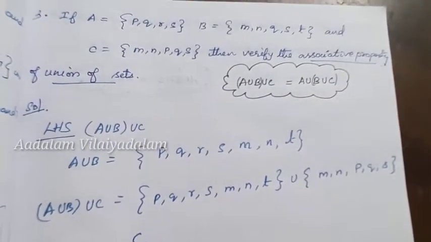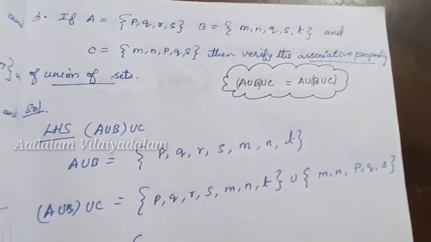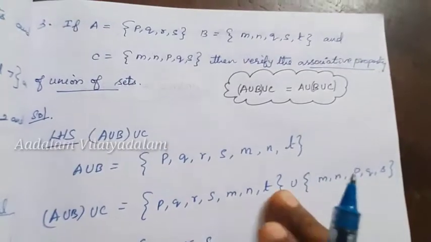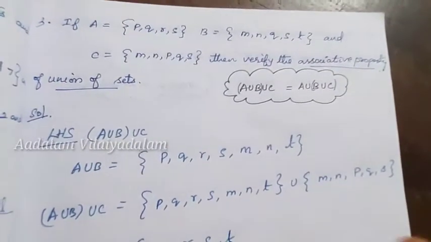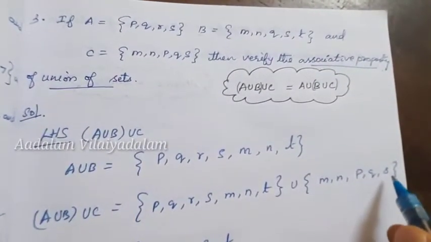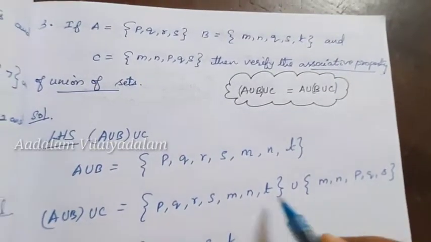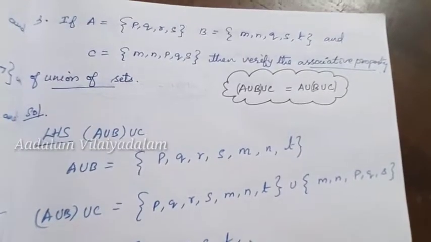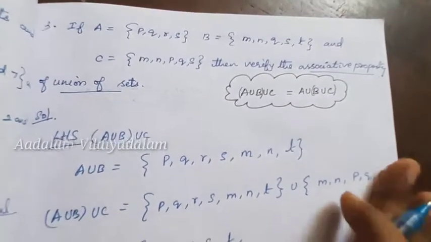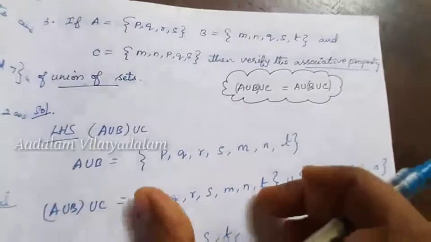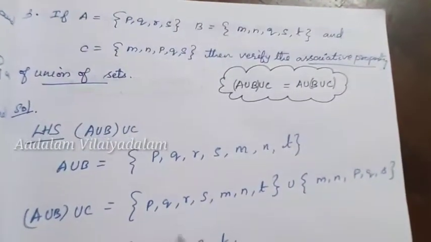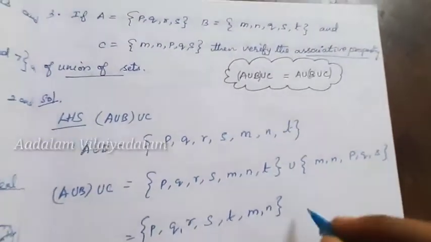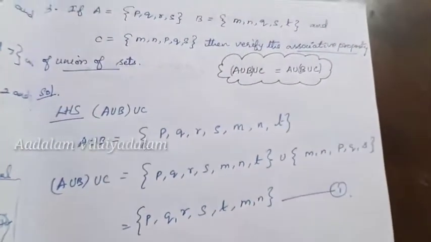So P, Q, R, S, T. Here everything is repeating, isn't it? M, N, P, Q, S, T. So everything is repeating means just neglect this set and write it as it is as an answer. P, Q, R, S, T and M, N, the remaining elements you can write. Keep this as equation 1.